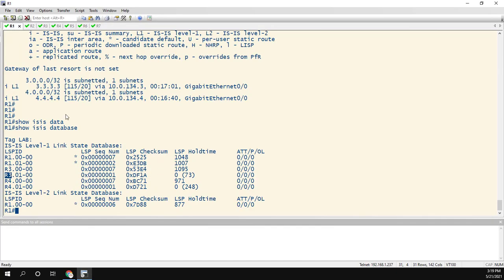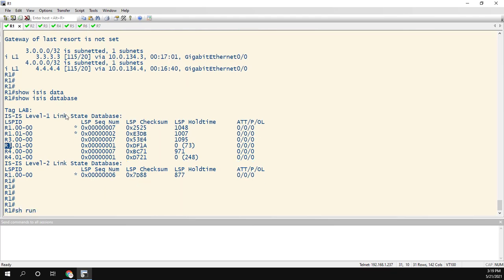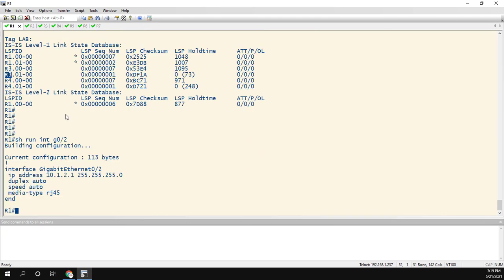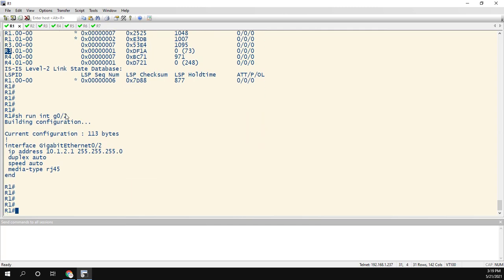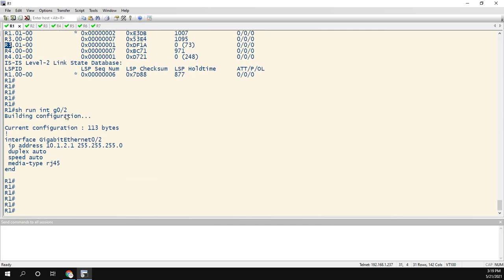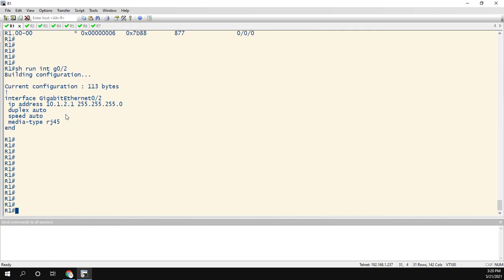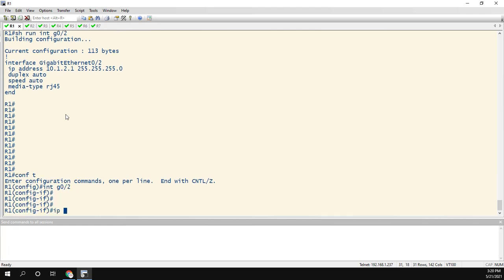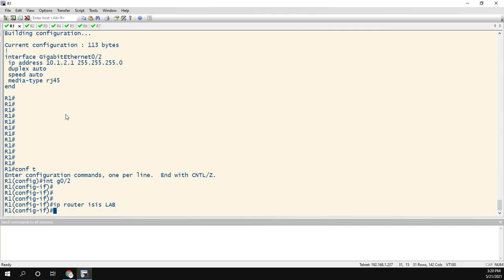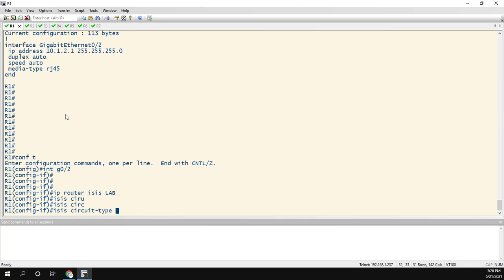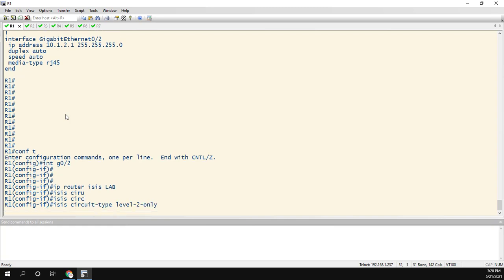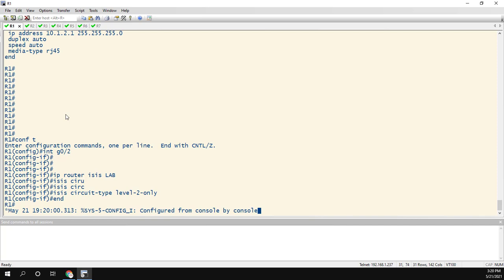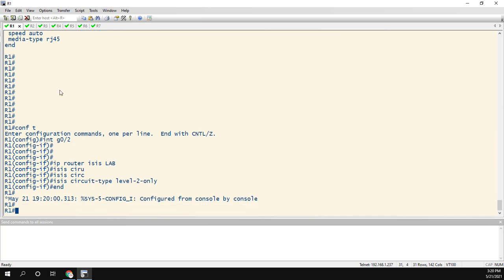So let's go to router 1. Let me do a show interface for gig02. I didn't have anything, so I'm wondering if that hold time is just an L2 LSP that hasn't aged out yet. So anyway, conf t, interface gig02, and I'm going to do an IP router ISIS lab, and then I'm just going to make the ISIS circuit type level 2 only. I don't necessarily need to do that, but it just makes things a lot cleaner.